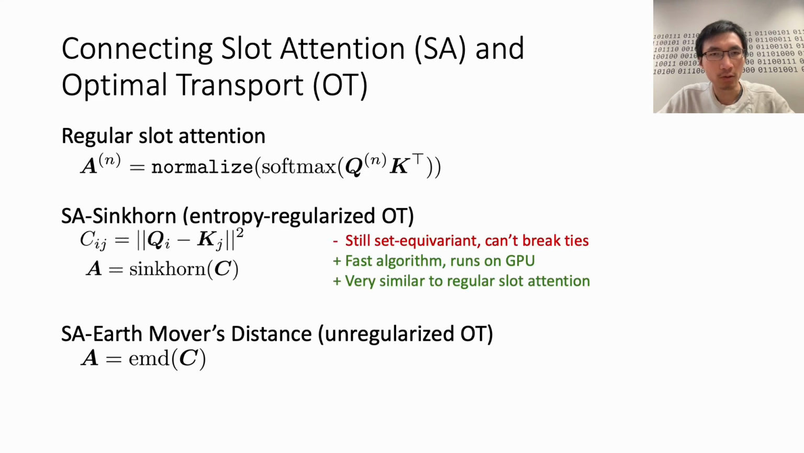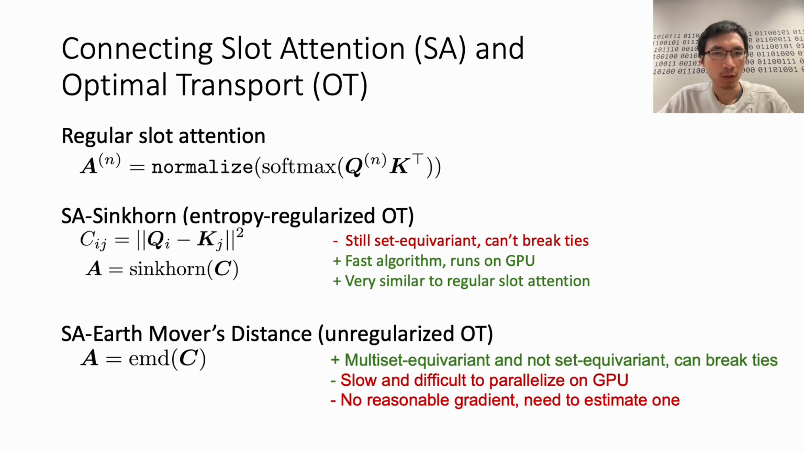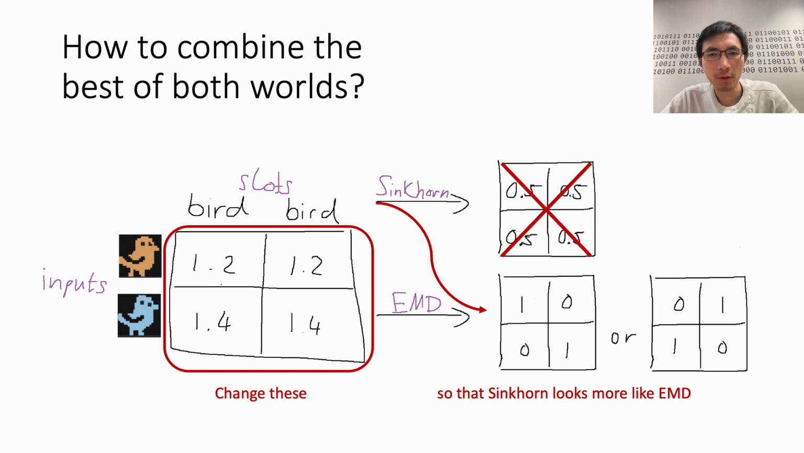Slot attention with Sinkhorn is very quick to solve and also still very similar to regular slot attention, but unfortunately it is still set equivariant. Including the Earth mover's distance into slot attention enables it to break ties, but unfortunately this comes at a computational cost. We propose a method to combine the best of both worlds.